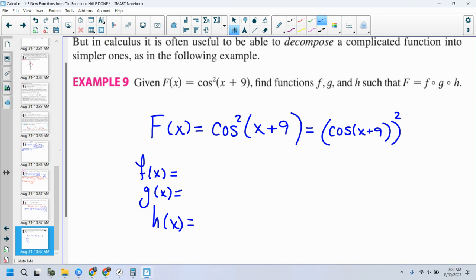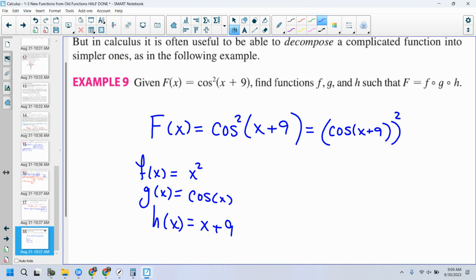What's my innermost function? X plus 9. That's h. What's my second function? What's my middle? Cosine, right? Cosine of x. And what's my last function? The squared, x squared. You see how that works?